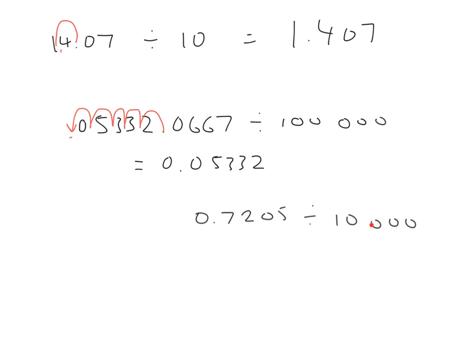This next one over here, same thing. We have 1, 2, 3, 4 zeros, so we start from the decimal point and we jump left 4 times. So we'll do that. 1, 2, 3, 4. We stop here. This is where the decimal point goes. And again, we have some empty spaces here, and we'll just fill those with zeros. So our final answer will be 0.0007205.